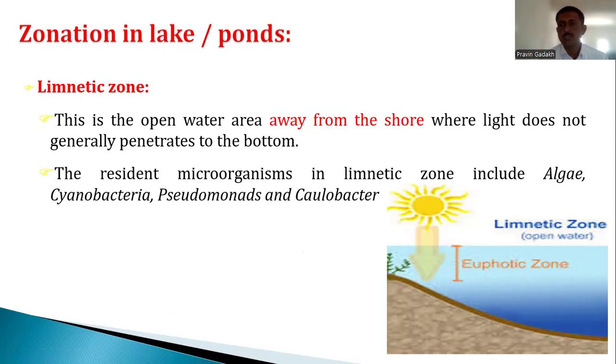Depending upon the availability of sunlight, the microbial population present, such as phytoplankton or zooplankton, found in that particular environment, also varies. The resident microorganisms in the limnetic zone include algae, cyanobacteria, Pseudomonas and Caulobacter. So these are the organisms normally found in that particular limnetic environment.